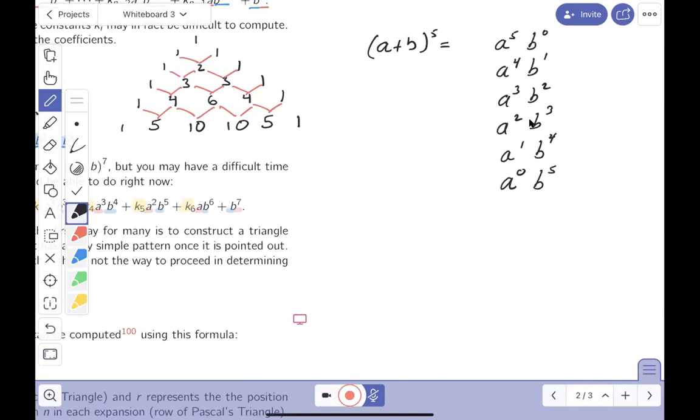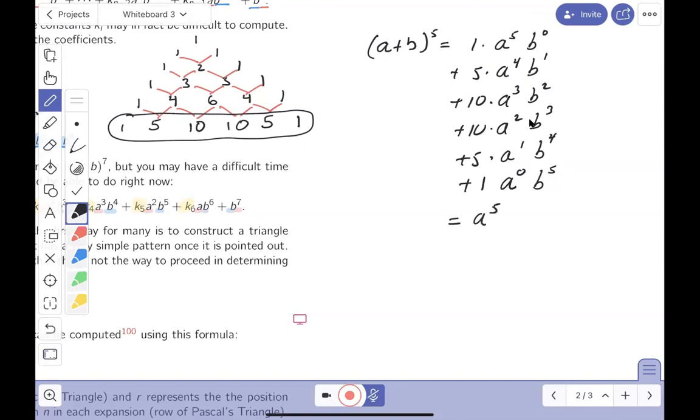Now I'm going to write their coefficients down. And where are they coming from? Over here. 1, 5, 10, 10, 5, 1. I'm going to clean it up. What would I get over there?